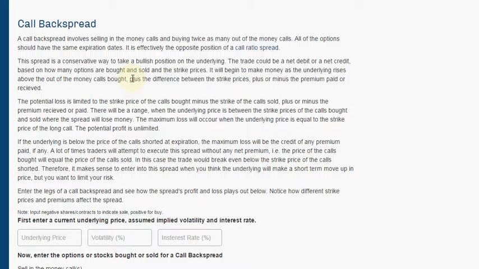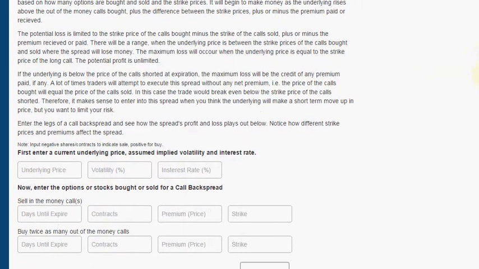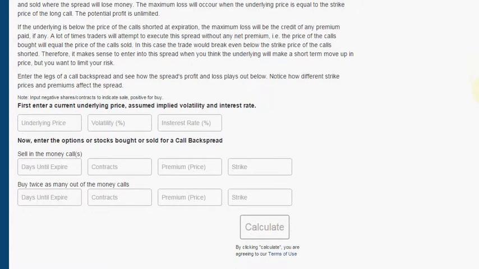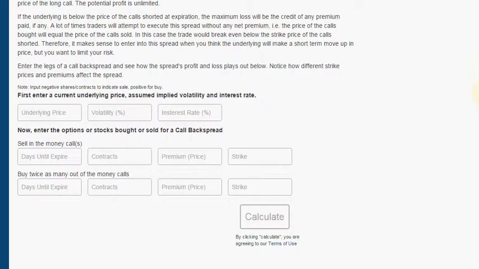And I think I can show you that if we implement a test run and go to optionstrategies.info and implement a call backspread. So right here I'm going to give you the underlying price of 50. We're going to say the implied volatility is 25%. Interest rates we're going to assume are 0.5%.